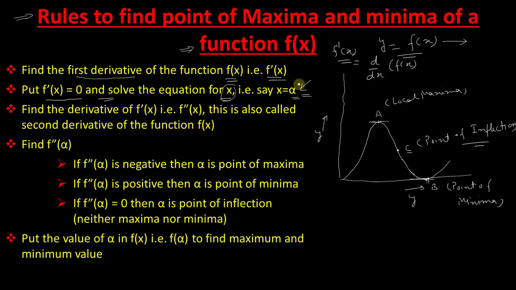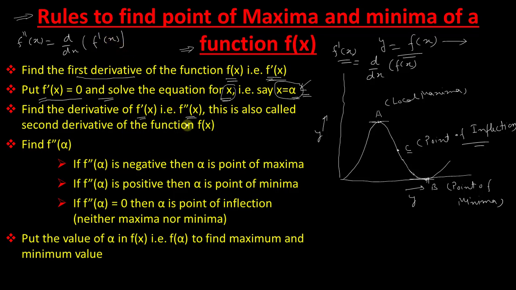Now what we have to do is check whether this alpha is a point of maxima or minima. For that we find the derivative of f dash x. If we have f x, we do its derivative and get f dash x. Again we do the derivative of f dash x, which is denoted as f double dash x. So what is f double dash x? f double dash x is dy by dx of f dash x.